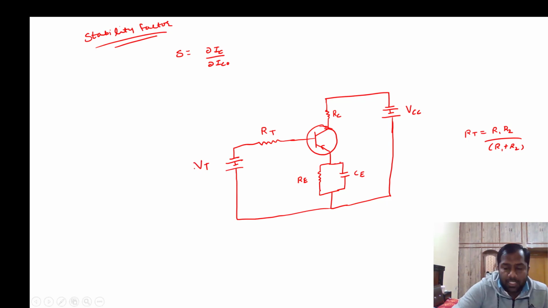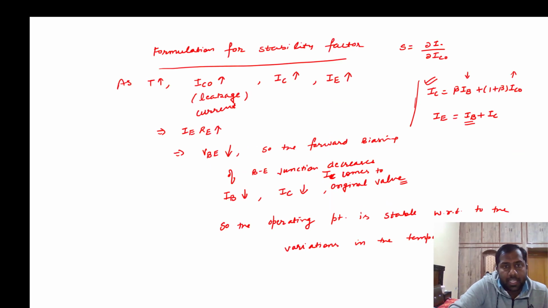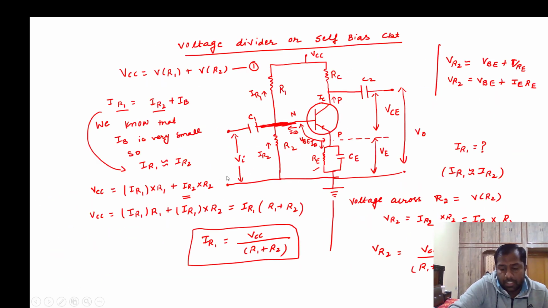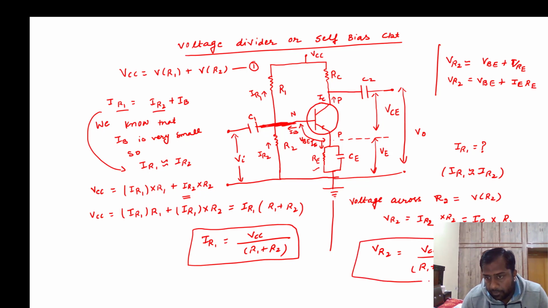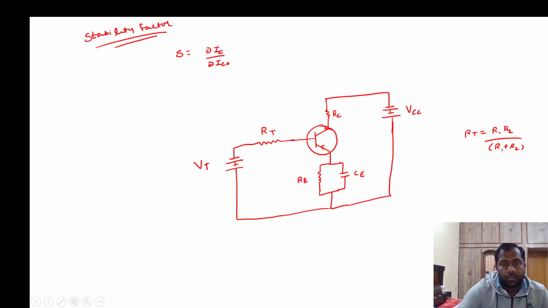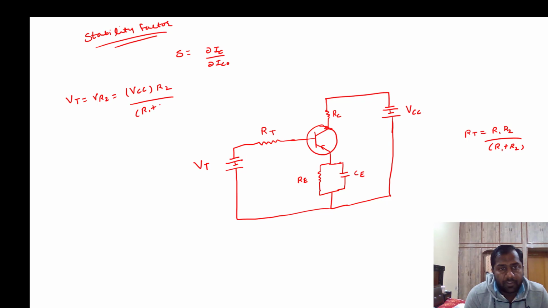And what is the meaning for this Thevenin voltage? The voltage across the R2 resistance is corresponding to the Thevenin voltage. So what is the voltage across the R2 resistance? So I am writing here, this is the voltage across the R2 resistance. So what is the Thevenin voltage? This is the voltage across the R2, which we have written earlier. So this is VCC into R2 divided by R1 plus R2.